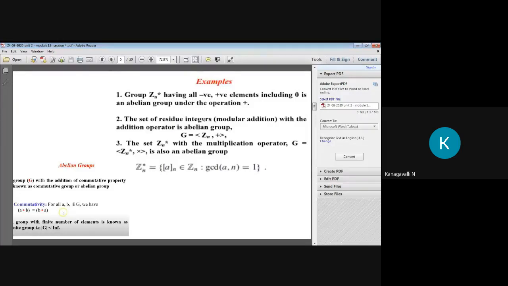That means the modulo operation, right? Then your result also should be present in the group. It is called, as A denotes, our second theorem, right? Then the third one, the set Z_n star with a multiplication operator. Then G equal to... see the first and third difference.